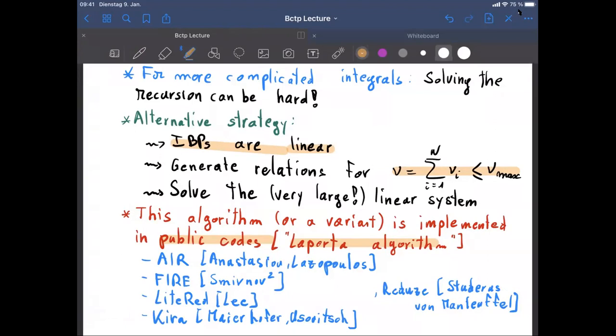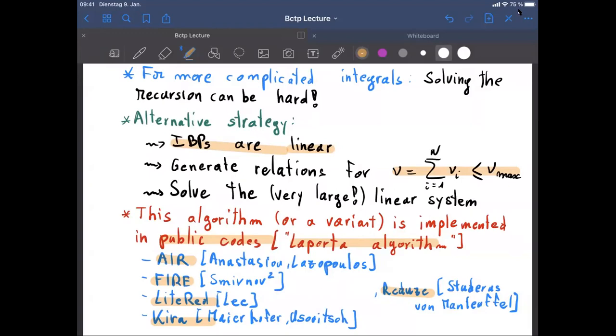And there are various public codes which are called here. There's one called Air, one called Fire. There's another private one called Water. And then LiteRed, Kira, they use that, a whole collection of them. They all have their strengths and their weaknesses.